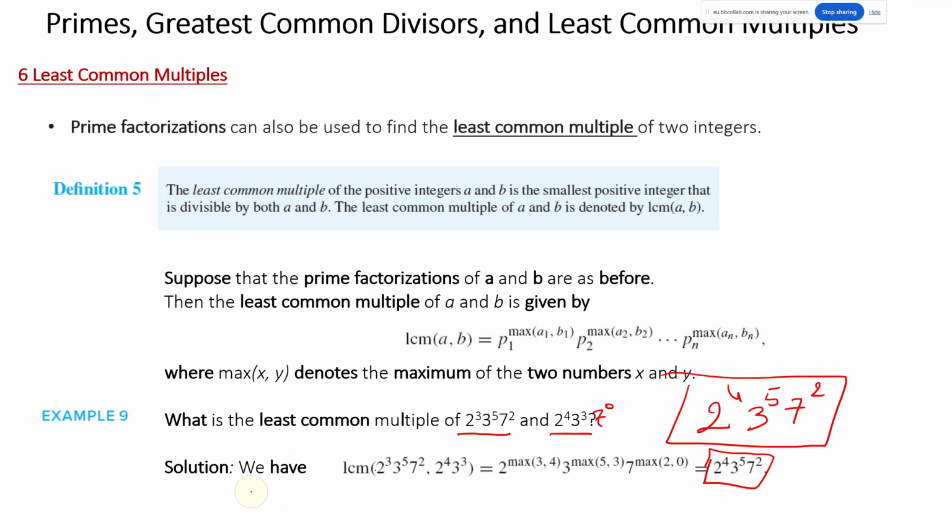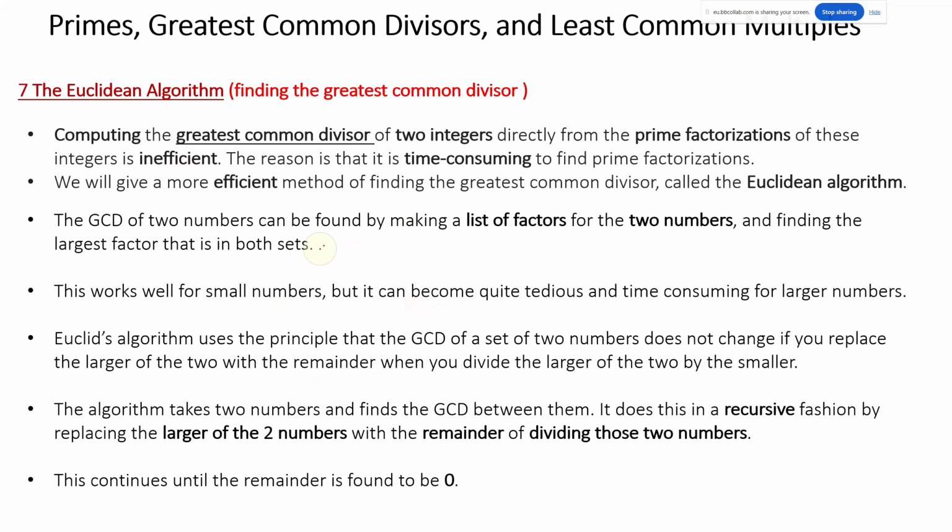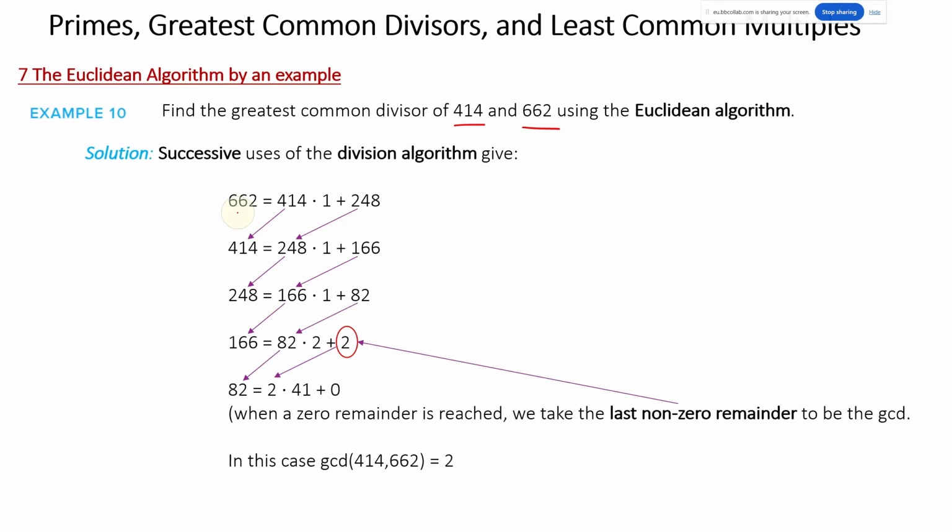Euclidean algorithm, which is an algorithm for finding the greatest common divisor. Let me just jump into this here. Find the greatest common divisor between these two numbers using the Euclidean algorithm. The idea is that we use successive division: generally we take the biggest number and divide it by the smaller one, and we see how many we're going to get.